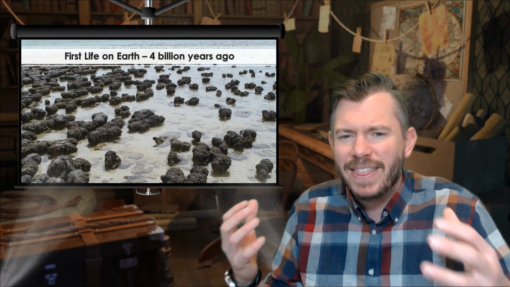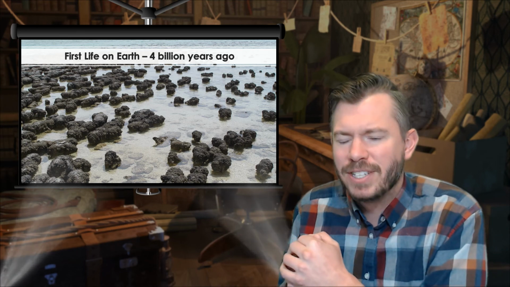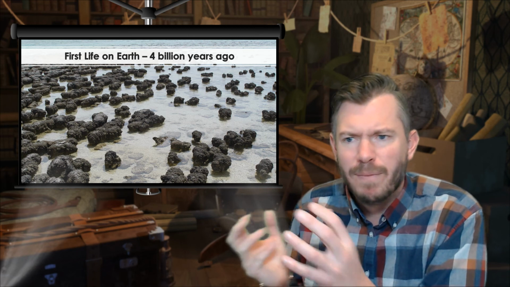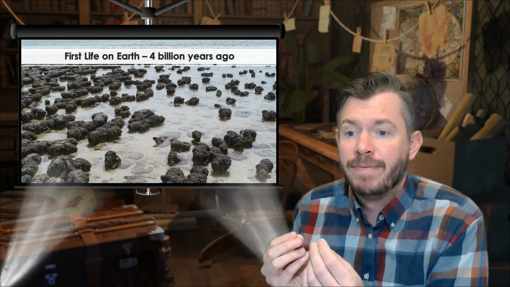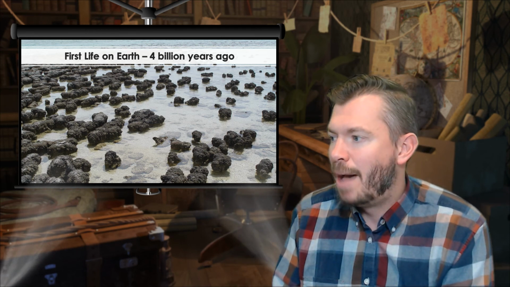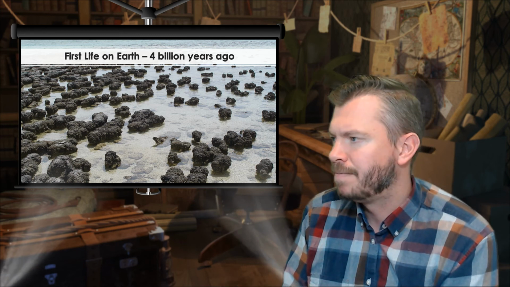So people debate this. Paleontologists and geologists debate this sort of thing. But most people agree that it's somewhere in the realm of billions of years ago where we get the first life. And here what you're looking at are these things called stromatolites in Australia that some people point to as evidence of the earliest life.